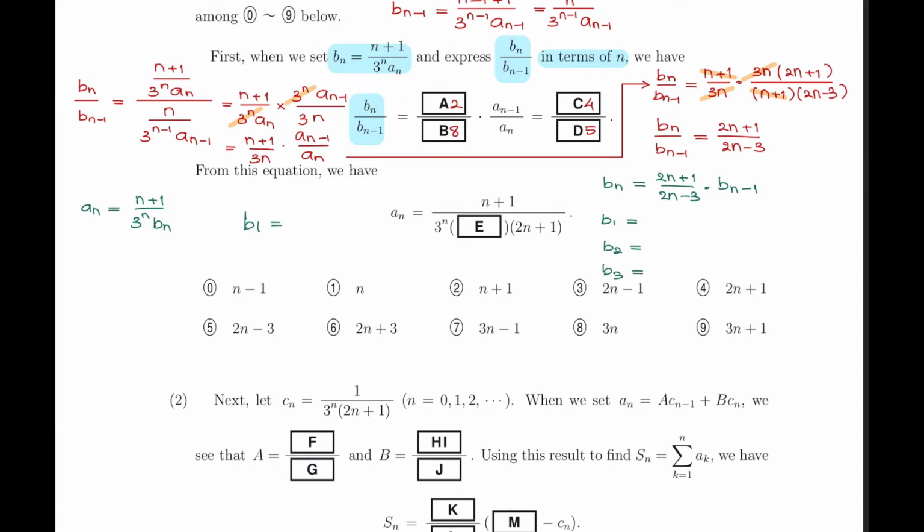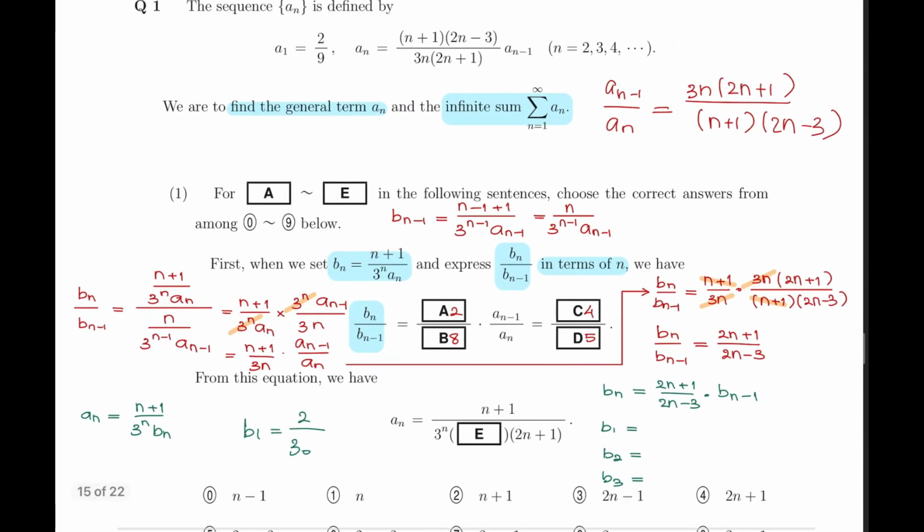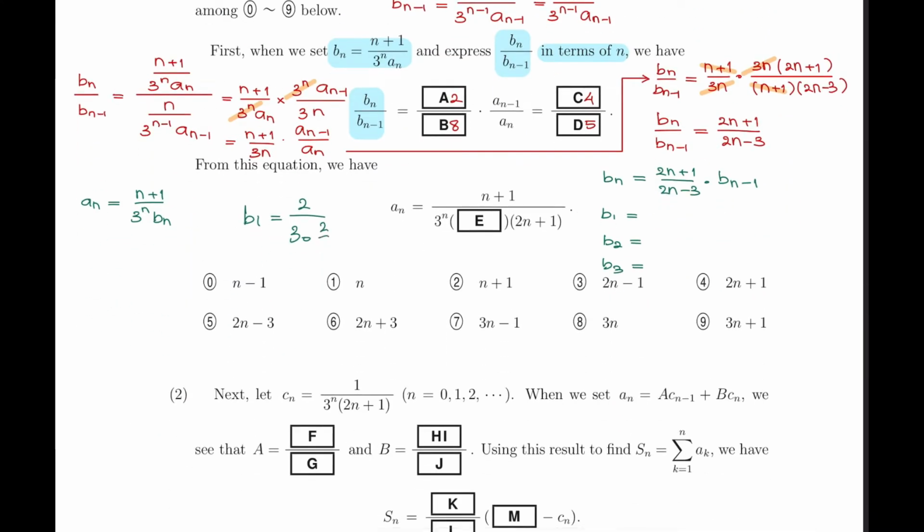So B1 is equals to 1 plus 1, which is 2, over 3 to the power of 1 over 3 times A1. What is A1? The question already gives us A1. A1 is equals to 2 over 9. Cancel out 2, 3 and 9. I got 1 over 1 over 3, which is 3. So B1 is equals to 3. This is our B1.